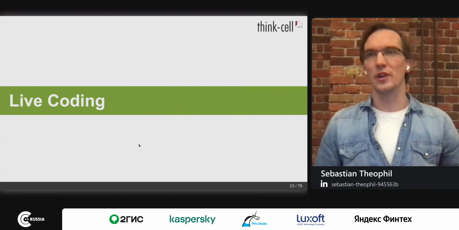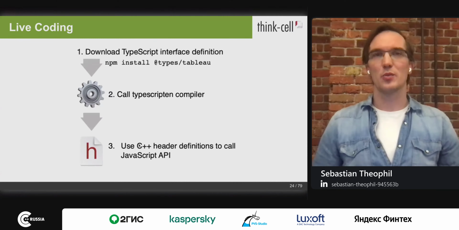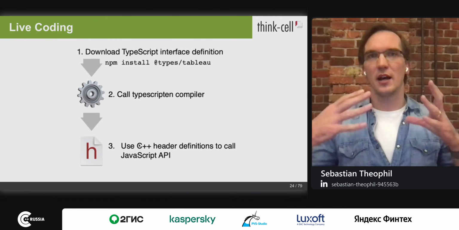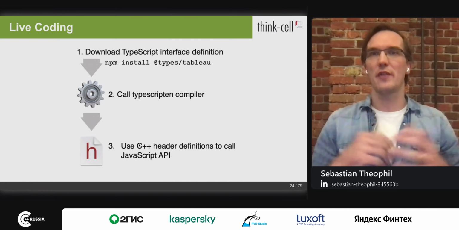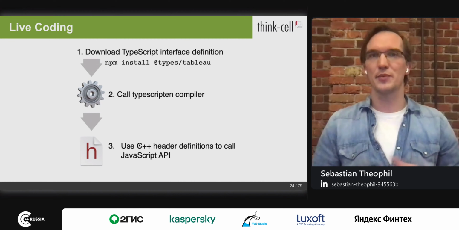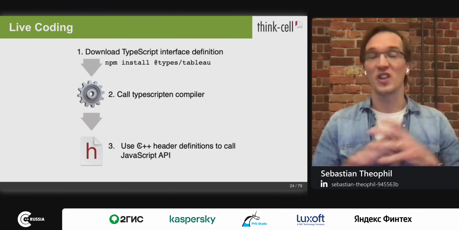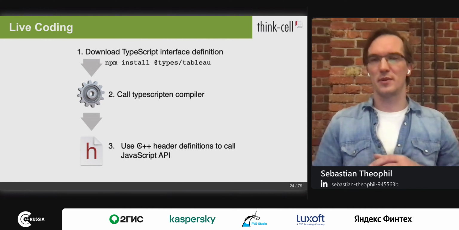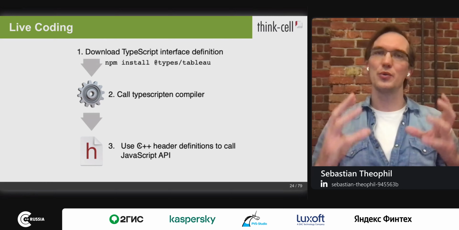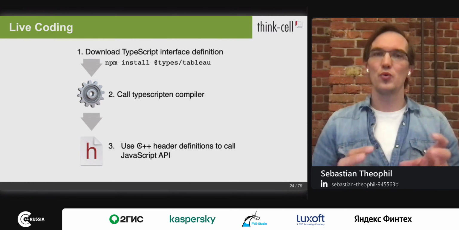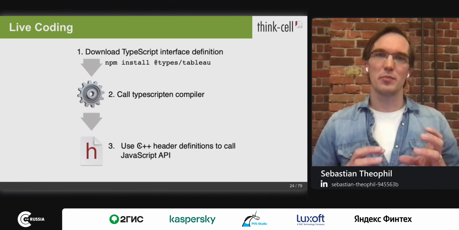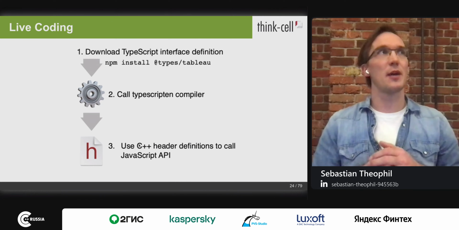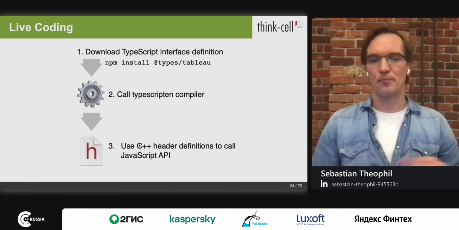Well, you saw our tool in action, of course. So what does our tool do? Our tool is a compiler that takes interface definitions for JavaScript libraries, which are written in TypeScript, from the internet, from somewhere, and compiles them to C++ header definitions. So you can use the type information to program type safely in C++ against a naturally not so type safe JavaScript library.